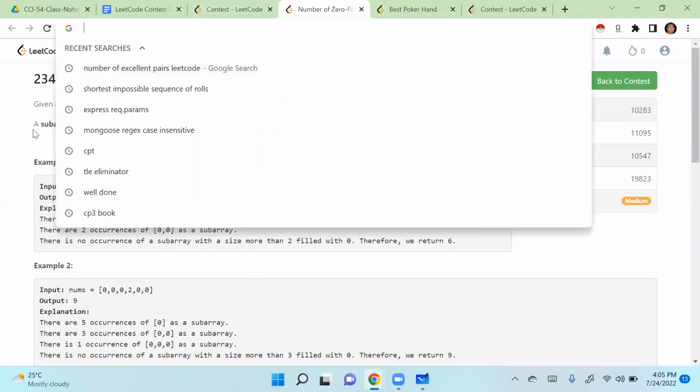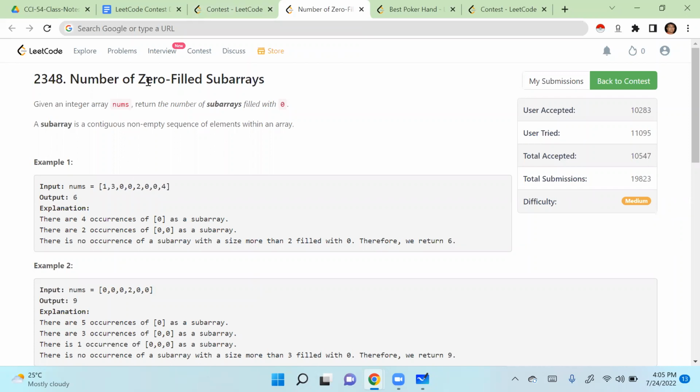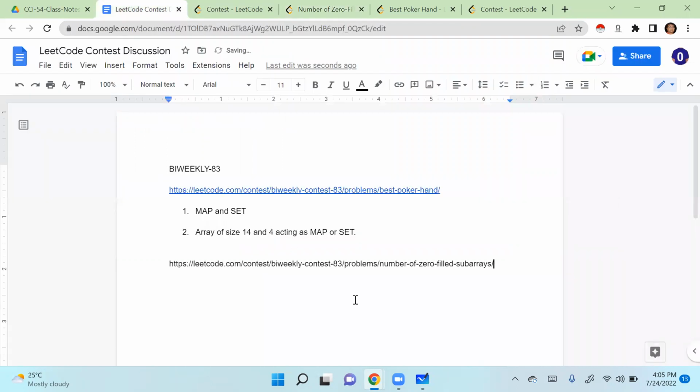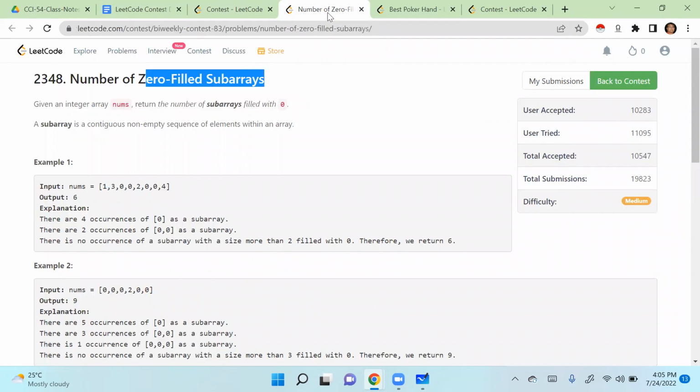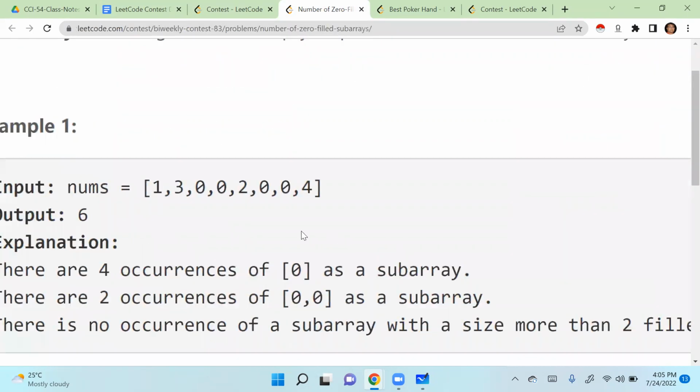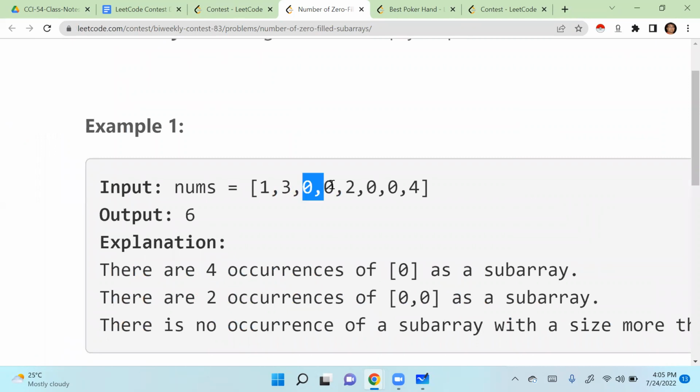Okay, now coming to this, it says number of zero filled subarrays. We have to find how many subarrays are there which are only containing elements which are zeros. So if we look at this example, we see two zeros are together. But if we look at two zeros, we can make a subarray of size 1 by taking only the first zero, a subarray of size 1 by taking the second zero, or a subarray of size 2 by taking both the zeros.